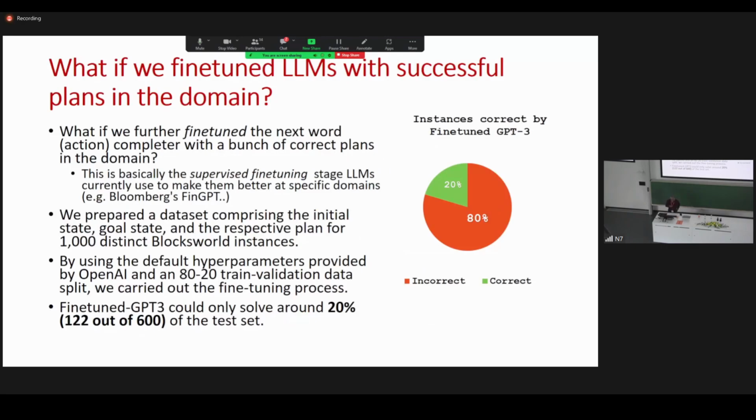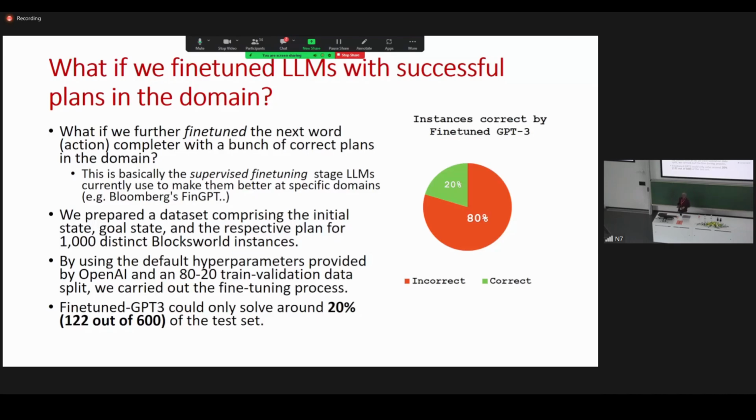What if we fine-tuned LLMs with successful plans in the domain? And I'm giving it all possible benefits to see whether, in fact, it can do anything. So essentially, in addition to just being pre-trained, maybe they didn't do enough planning things. So I will try to give more extra blocks-world plans to it so that it'll know patterns in the blocks-world plans, and it'll try to generate the next action based on that. From a learning perspective, that should be possible.